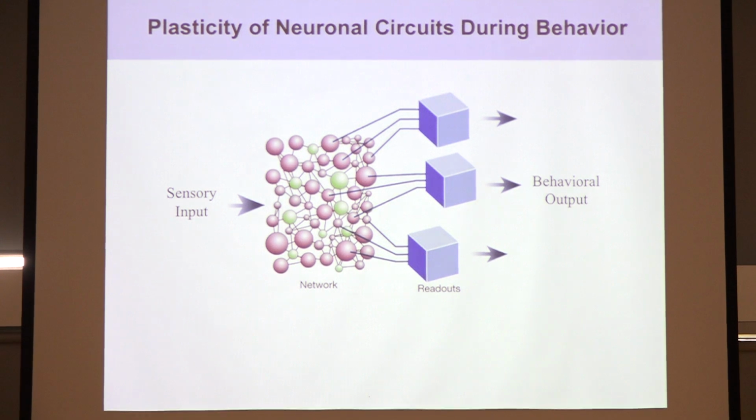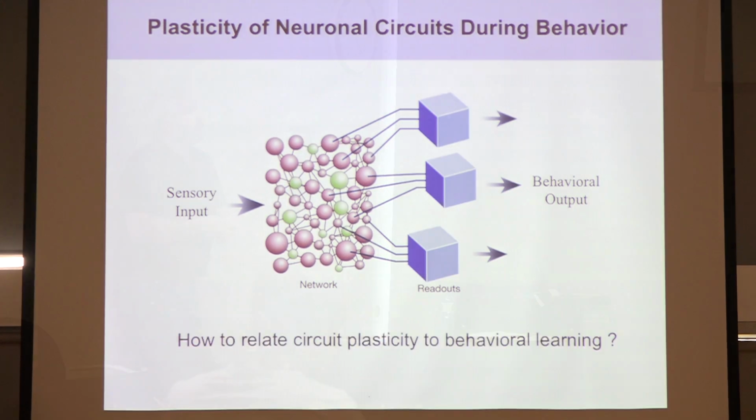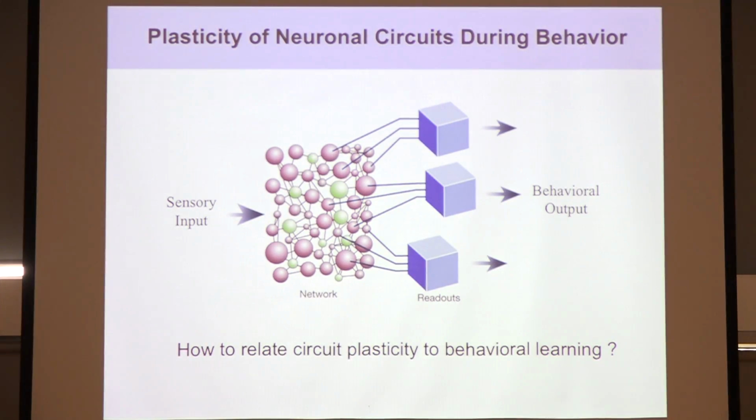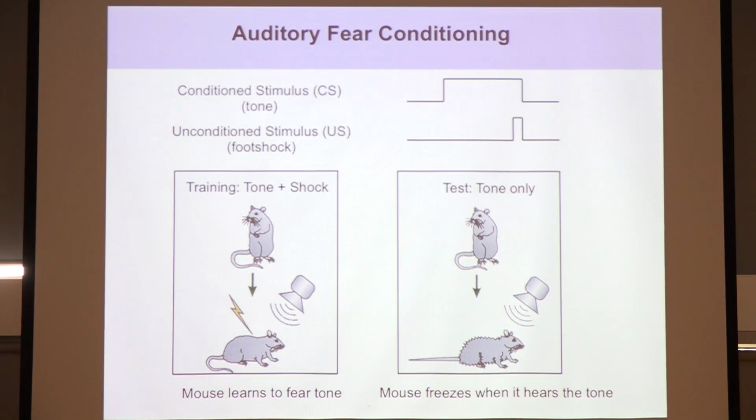In this scheme, you have neuronal circuits with different neuronal elements, excitatory and inhibitory neurons. Those circuits receive some sensory inputs. These inputs are processed within the network, and somehow a behavioral output is produced. So the main question we are addressing in my lab is how to relate the plasticity that develops in such circuits with behavioral learning.